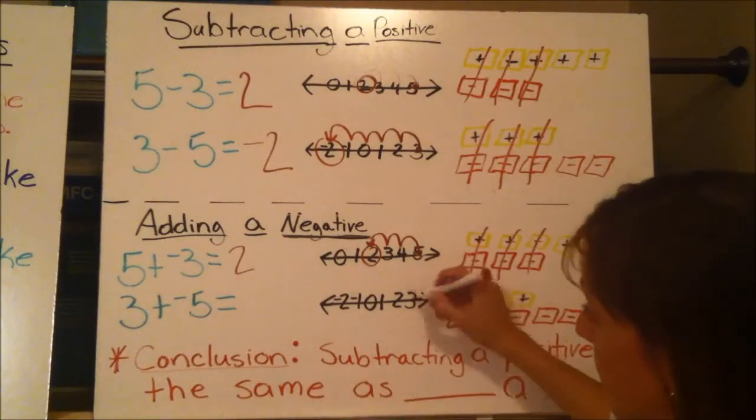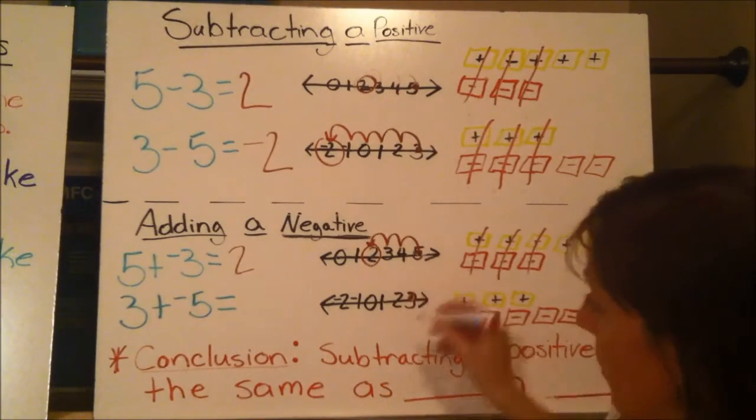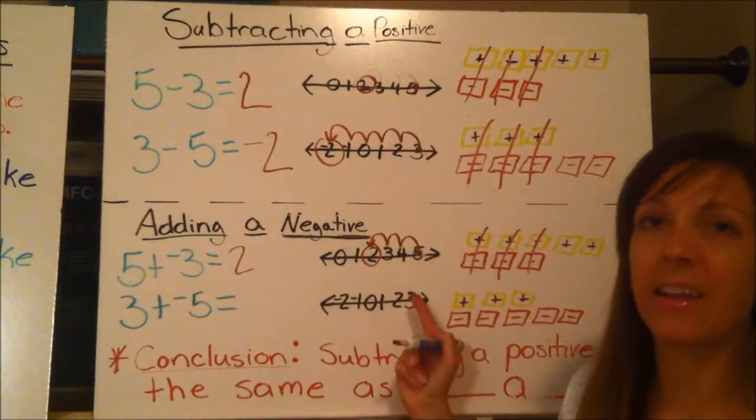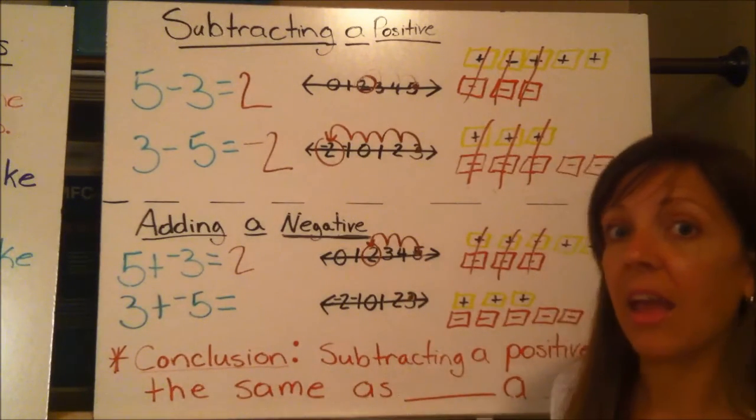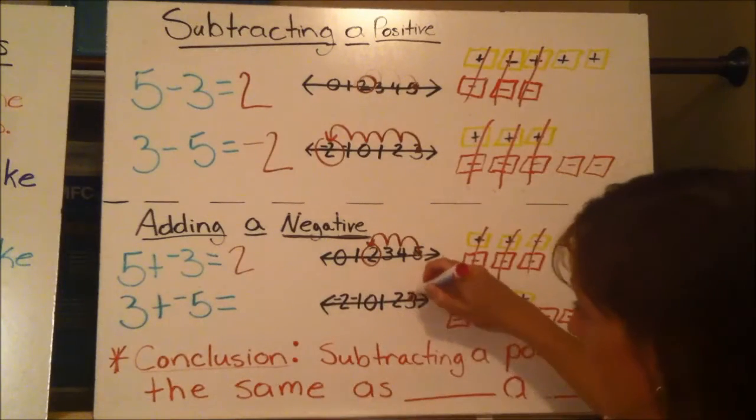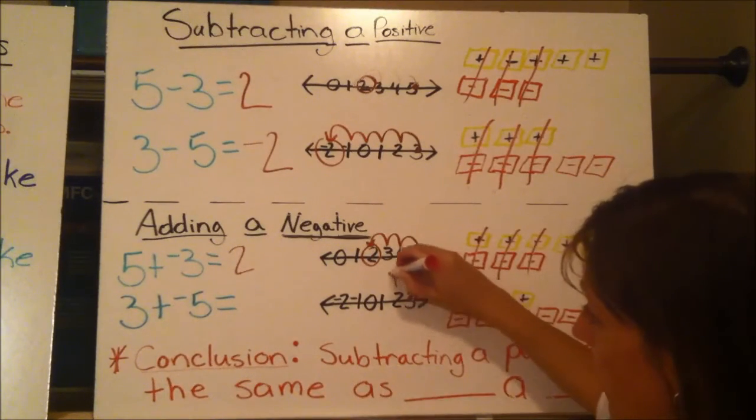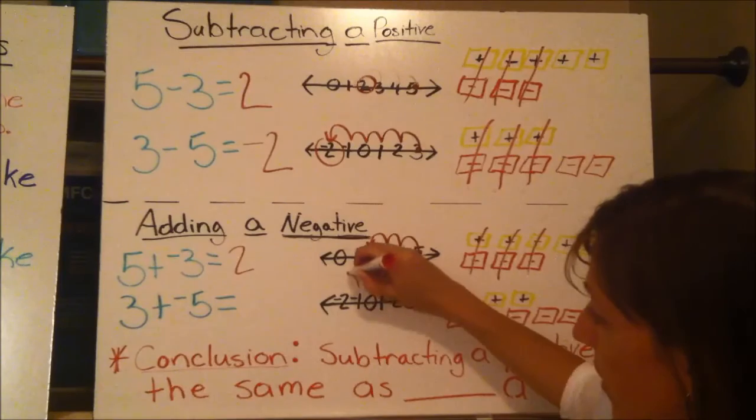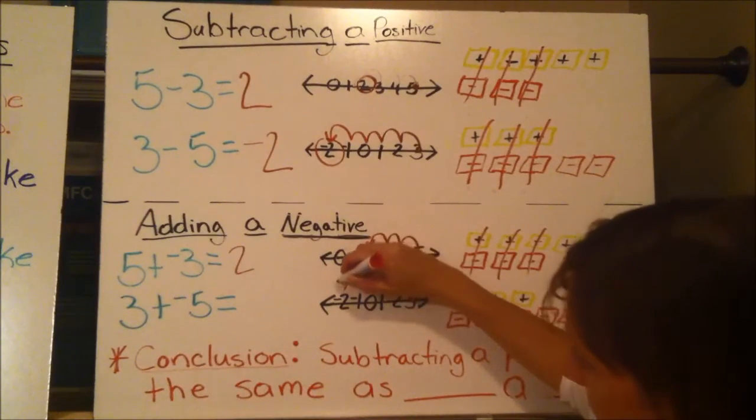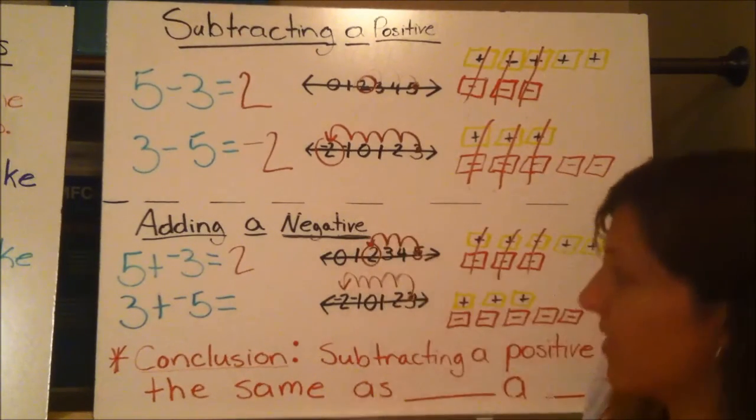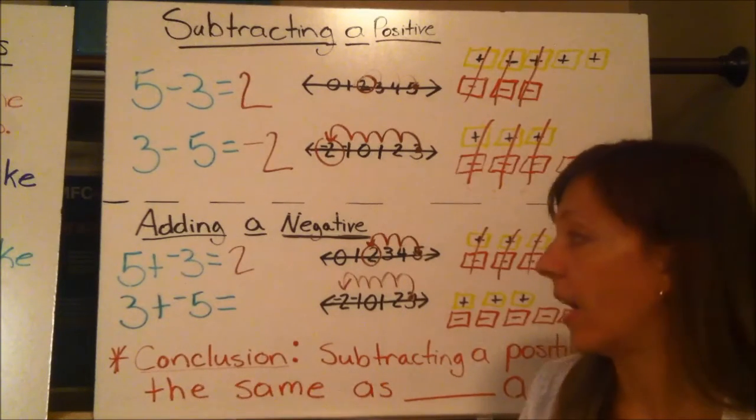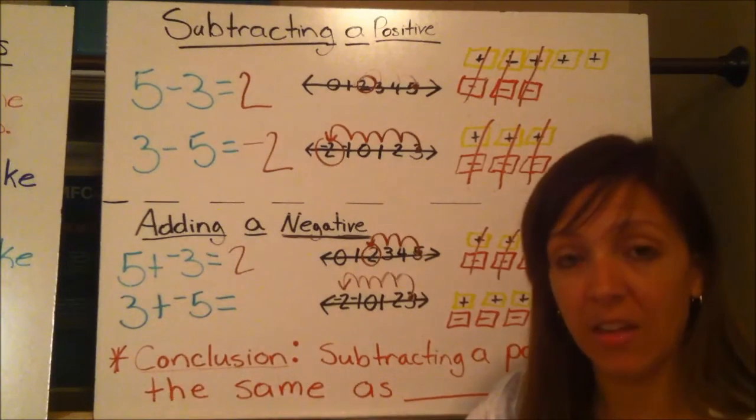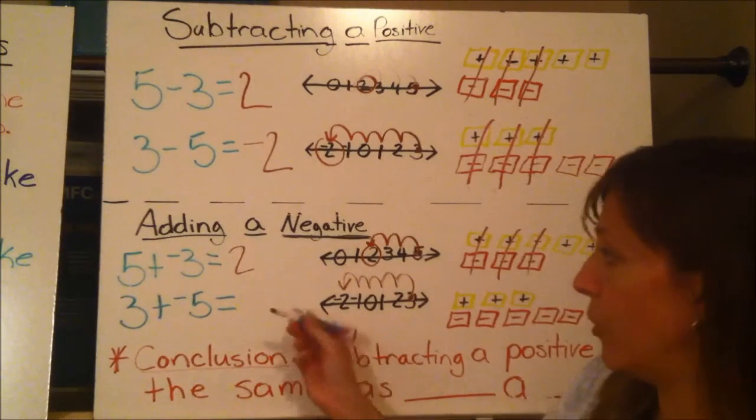I'm going to start on my number line with a positive 3 and I'm going to add a negative 5. So I start with a positive amount and I move in a negative direction. 1, 2, 3, 4, 5. It's like saying I have $3 and I owe $5. I can pay off $3 of my debt, but I still owe $2.